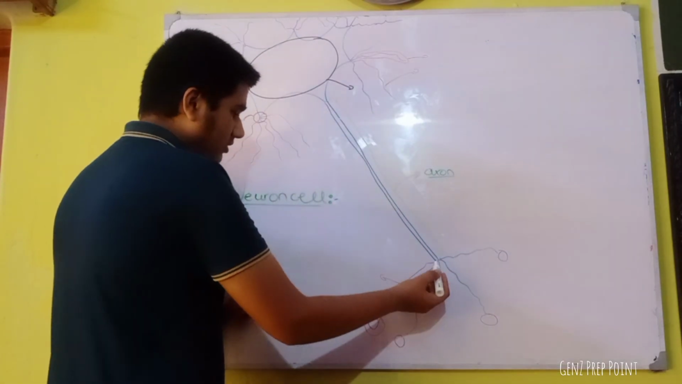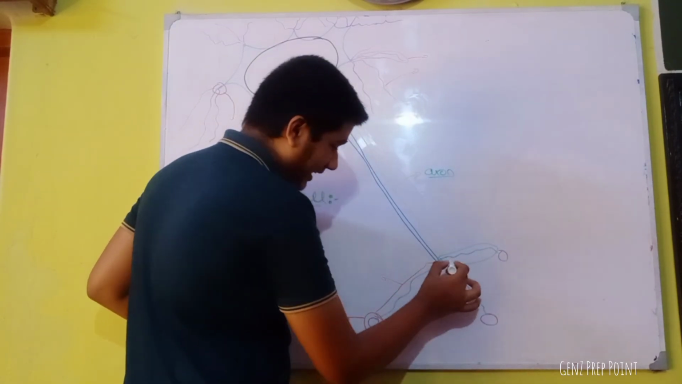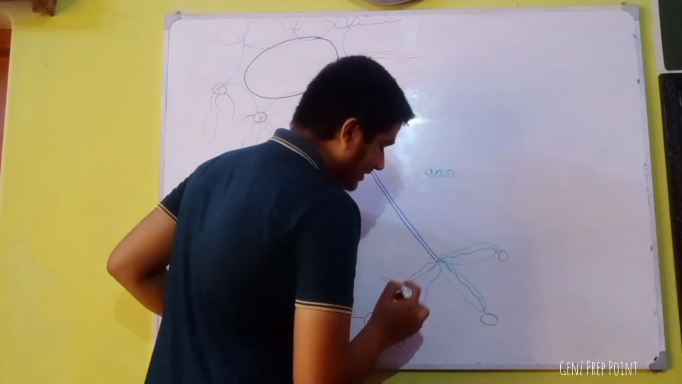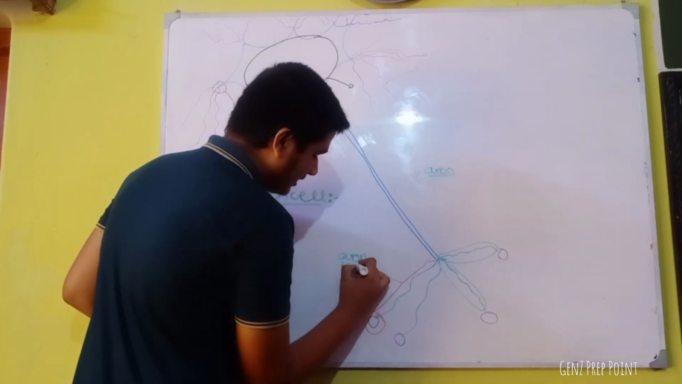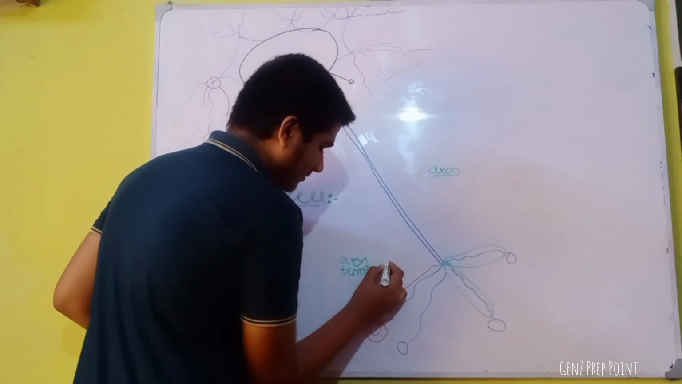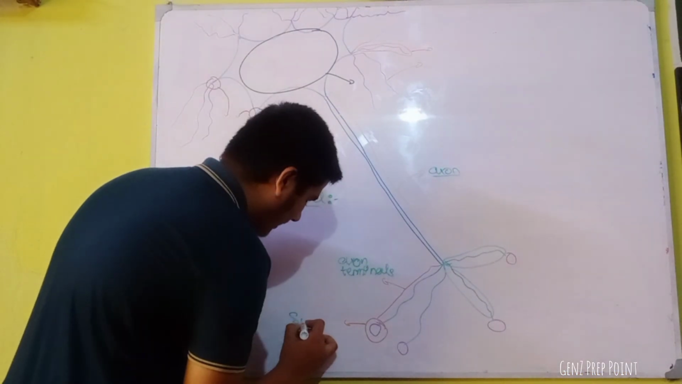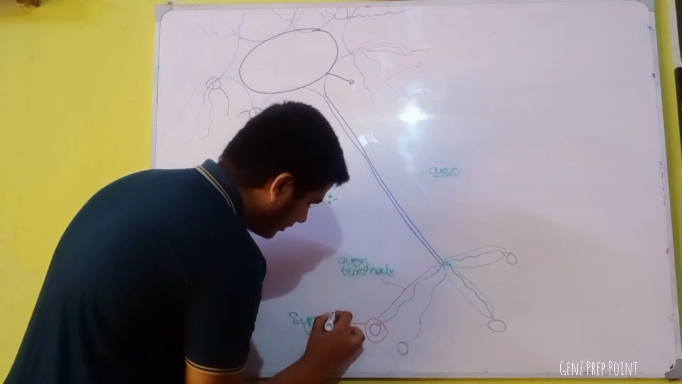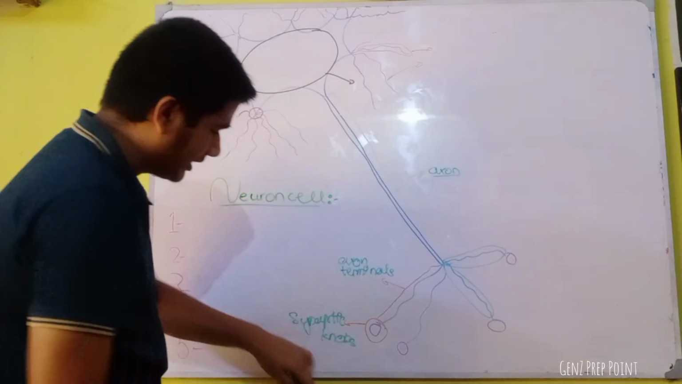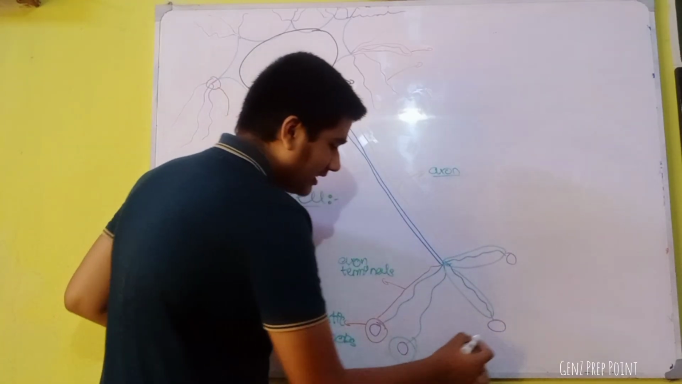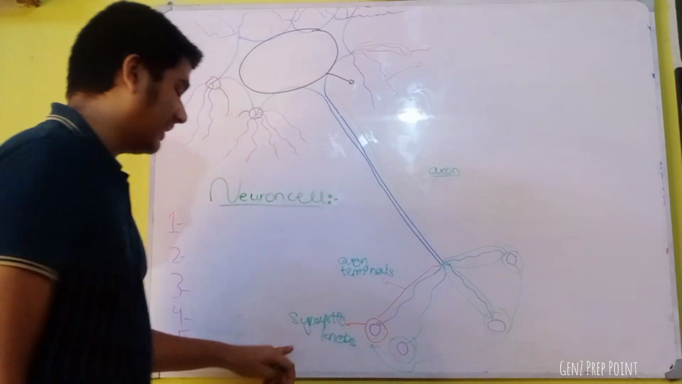If we see down this side, these thread-like structures attached to the axon are known as axon terminals. At the end of the axon terminals, there are synaptic knobs. These circular-like structures are known as synaptic knobs.